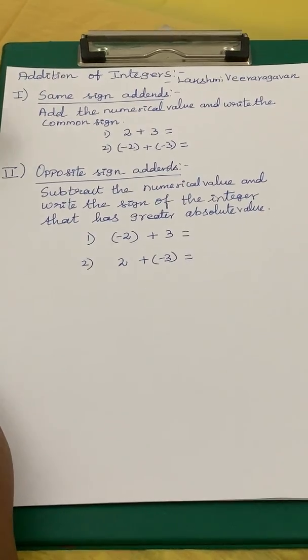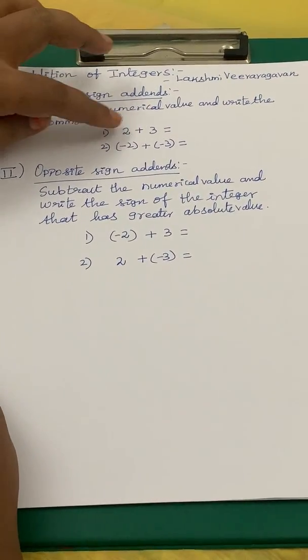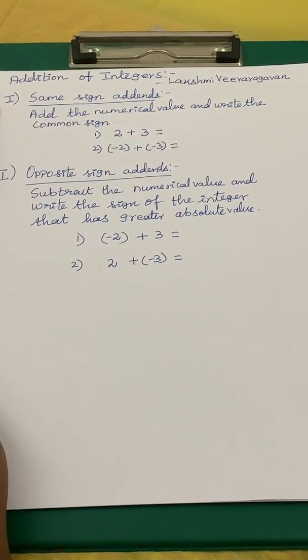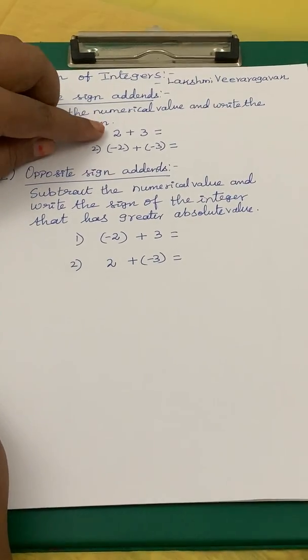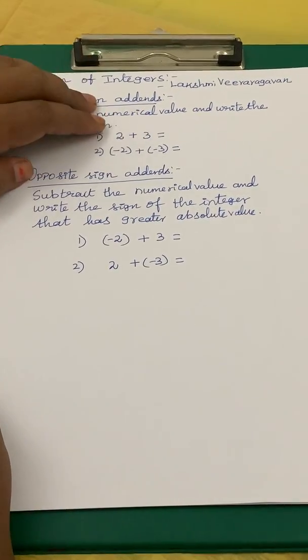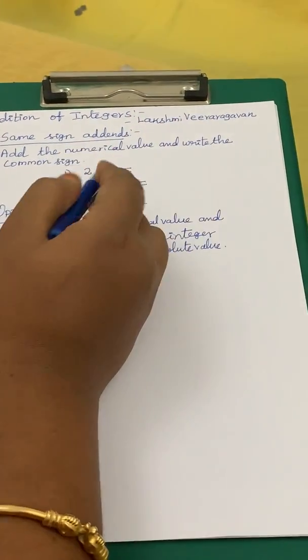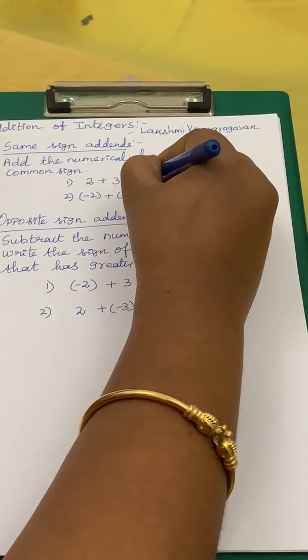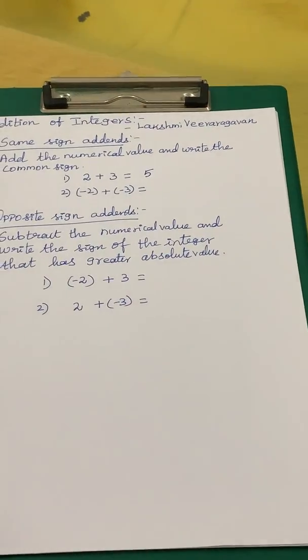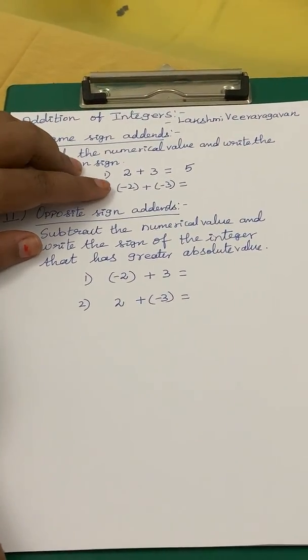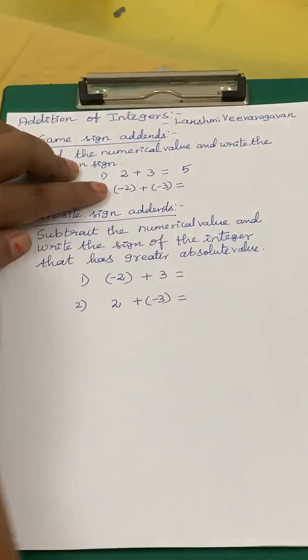So when we have two integers of the same sign, we have to add the numerical value and write the common sign. In the first question we have 2 and 3 where both are positive. We know that 2 plus 3 is 5 and hence since both are positive, my result is going to be positive 5. In the next question, we have both the integers as negative.